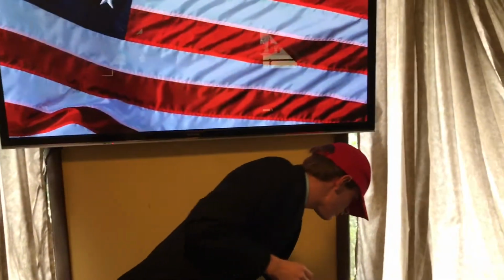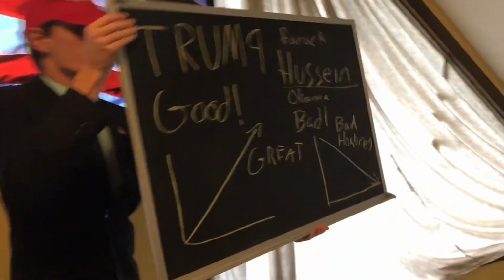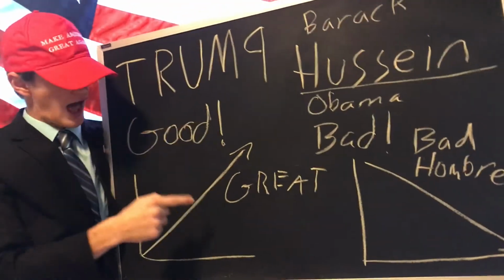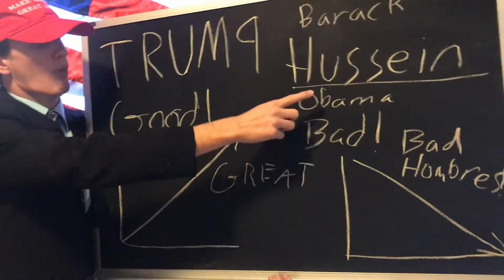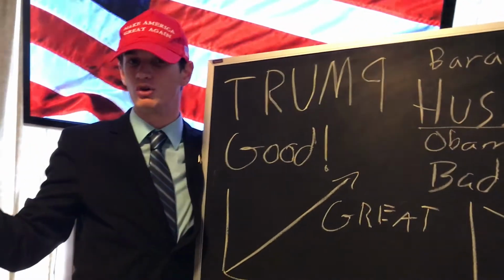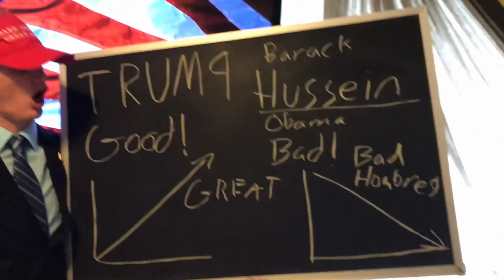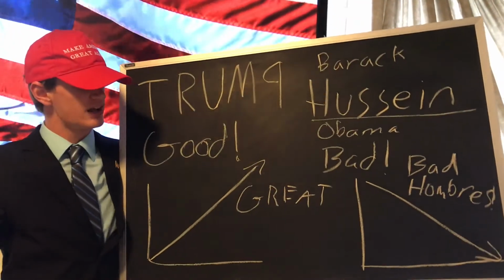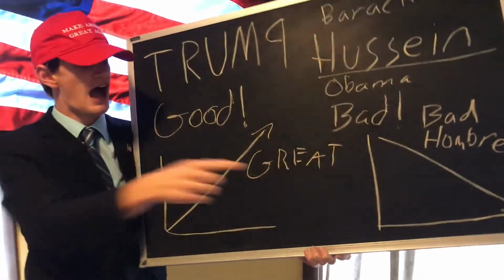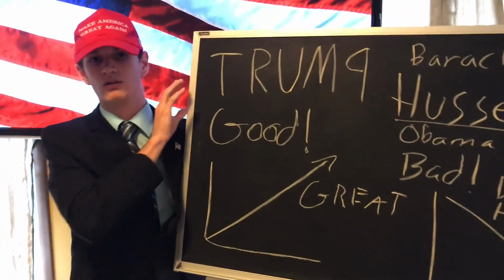And I have a graph to show you what I mean. You can see here, this is me, I'm Trump. I do great, I do good. Obama, Hussein, we always forget about the Hussein. But where does that come from? Where does the Hussein come from? It comes from all the bad hombres out there in the East. And you can see it go down, and that is bad. Thank you. Vote for me.